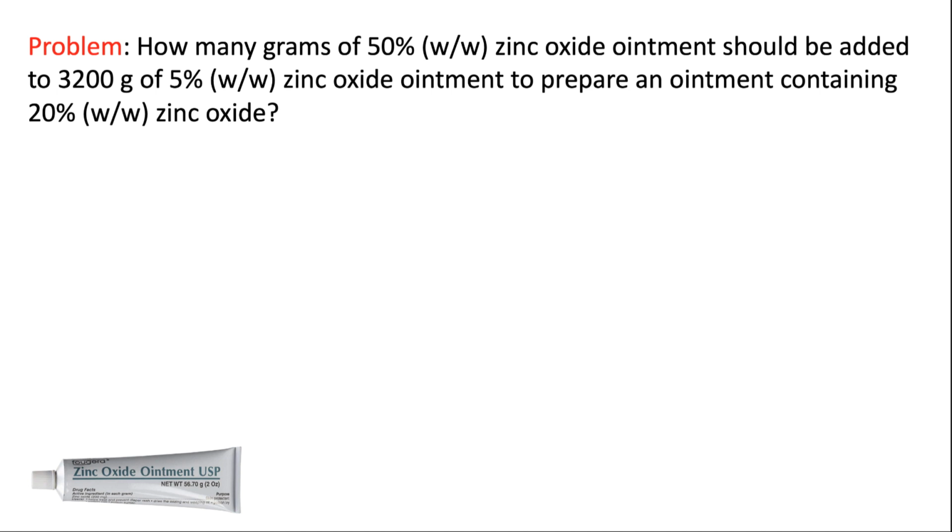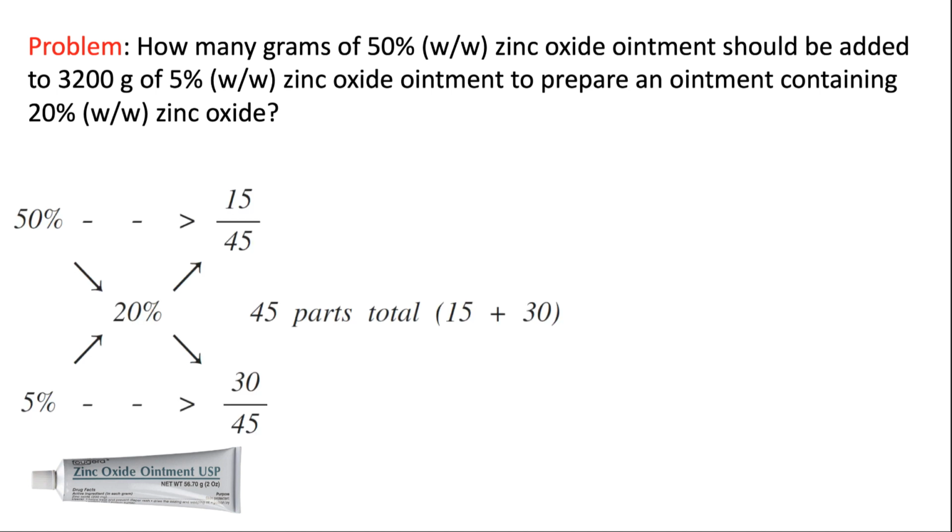Okay, so let's set up our alligation alternate method. I'm going to do this all at once since we've already done this a couple of times. So I'll remind you, I set my high strength on top, my 50%, over my low strength, which is on the bottom at the 5%. In the middle and to the right, I put my target, which was 20%. So just starting with 50%, following my arrows down, I go from the top left to the lower right, going from 50 down to 20. I cross subtract, and that value would be 30.